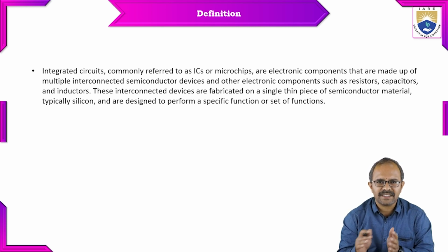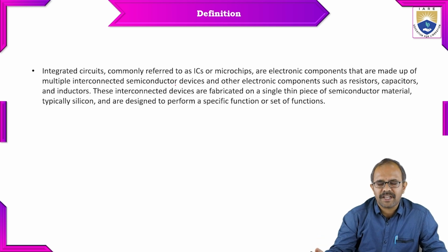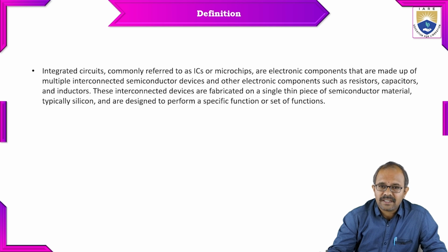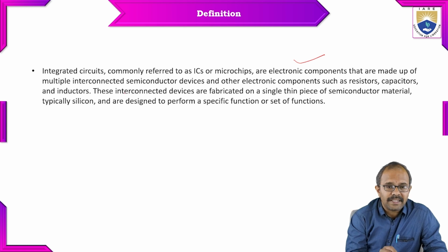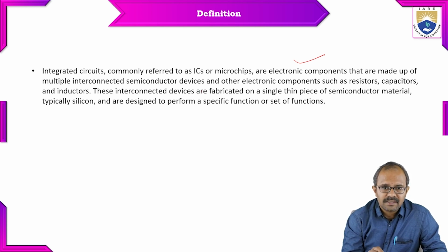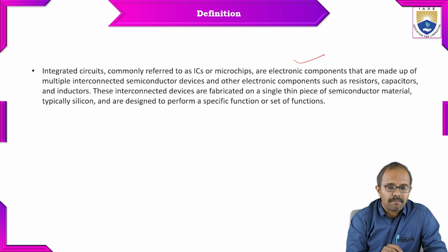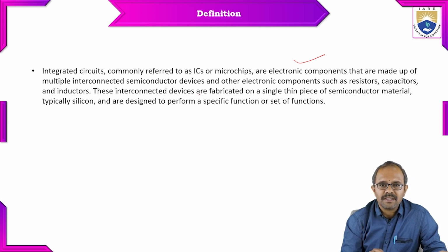So what is my integrated circuit here? Commonly referred to as IC. That's why you can remember integrated circuit as an IC. ICs are basically electronic components that are made up of multiple interconnected semiconductor devices. So what is an IC here? It is basically an electronic component that is made up of multiple interconnected semiconductor devices. So what are semiconductor devices?